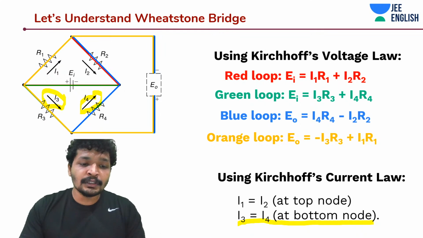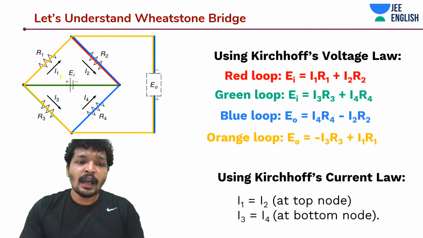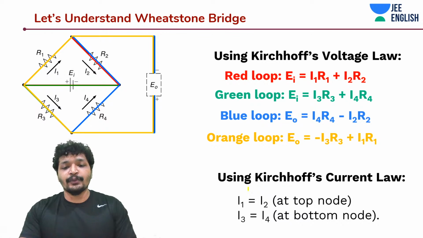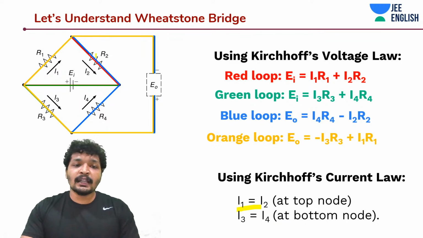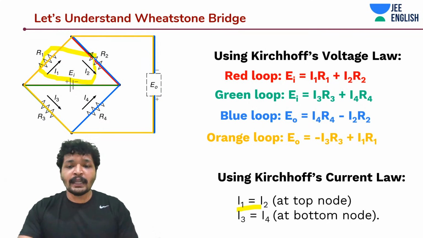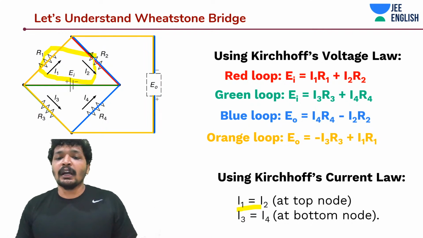What about the top node? The top connection, the current flowing on the top, I1 is equal to I2. Okay, these two currents are equal. I hope everything is clear until now.